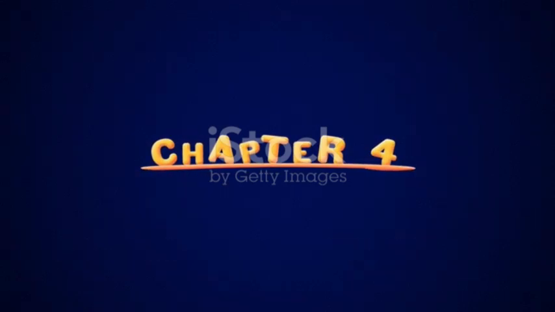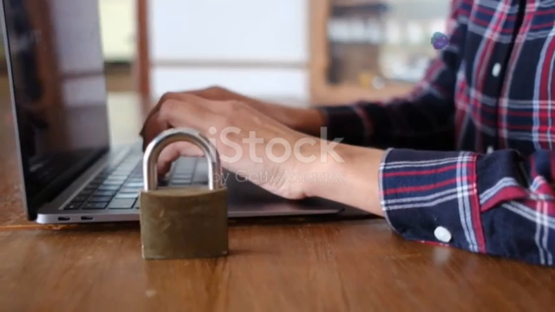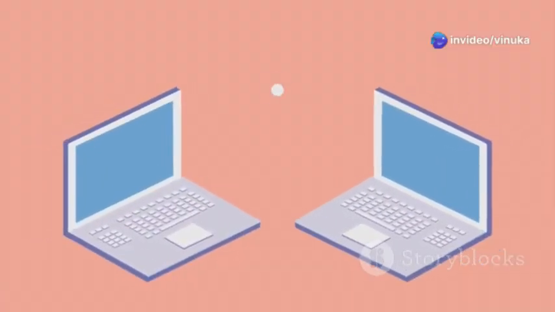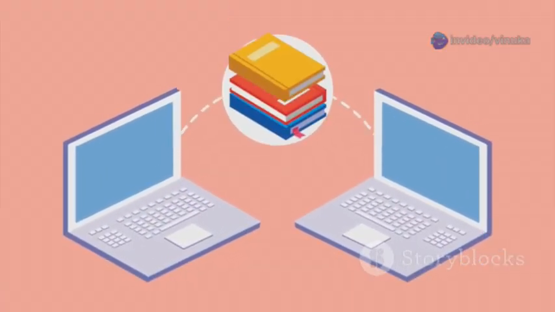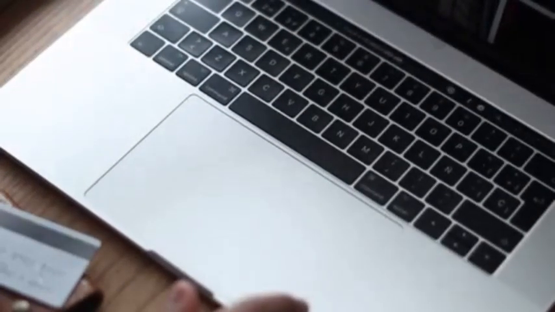Chapter 4: Security Features, Staying Safe in a Digital World. Alright, let's shift gears and talk about security. In today's digital landscape, protecting your data and privacy is more important than ever. Both macOS and Windows have implemented robust security features, but there are some key differences to consider. macOS has long been considered the more secure operating system, and for good reason.